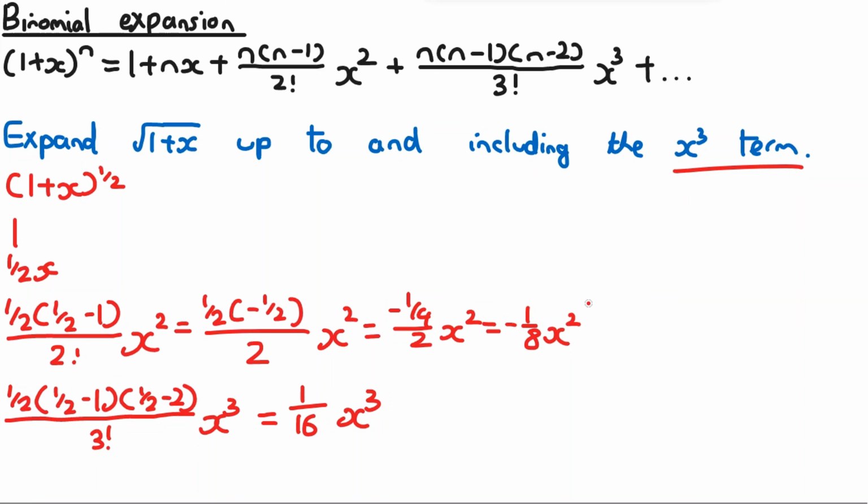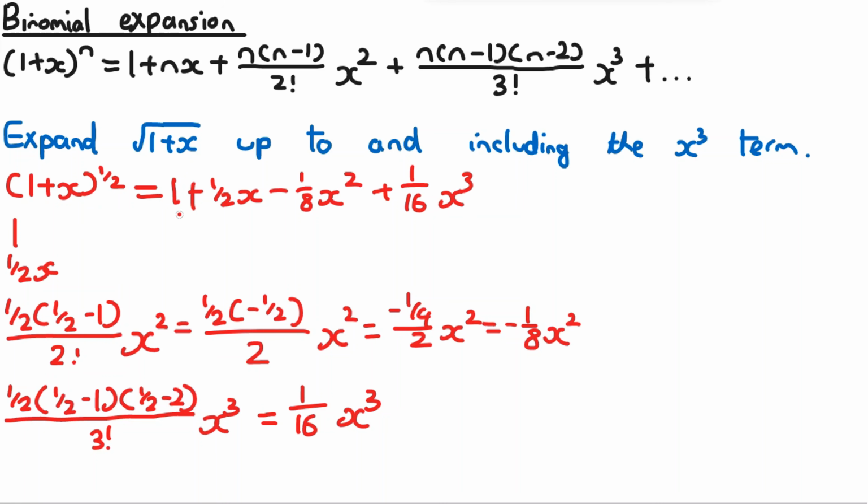And it only wants us to go up to the x cubed term, but it wants us to include the x cubed term. So this is why I've done this. So therefore it's just going to be all of these terms added together. So it's going to be 1 plus a half x, then minus this term, so minus 1 over 8 x squared, and then plus 1 over 16 x cubed. So this is the expansion up to the x cubed term.